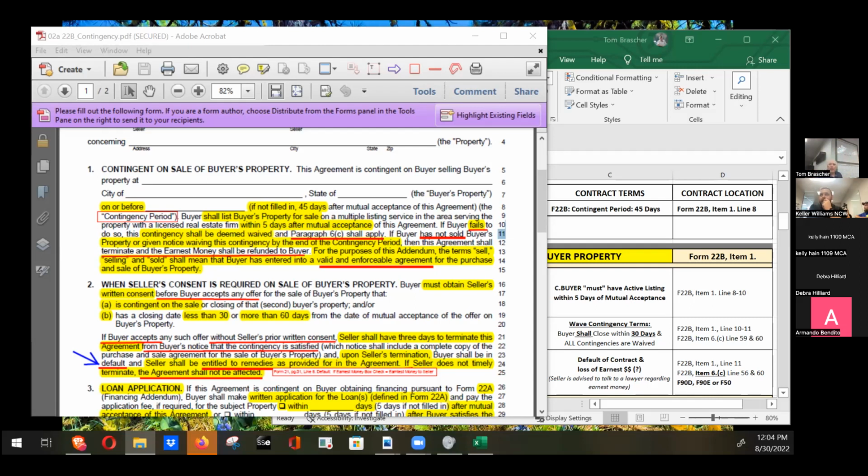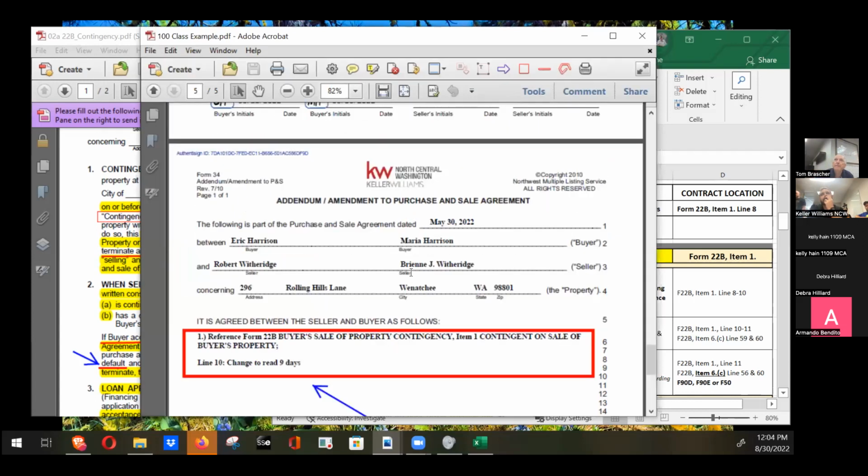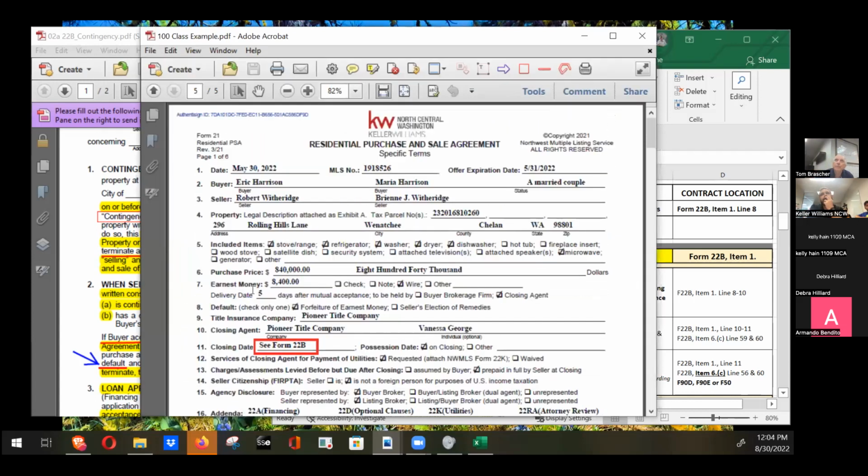And the remedies in the contract, where did it go? The remedies in the contract are on line 11. Oh, excuse me, line 8, default. And we either check the box failure for earnest money or we check the box seller elects remedies. No, I've never checked that box. That spooked me as a buyer's agent. I don't want to put my buyer in the seller's hands.